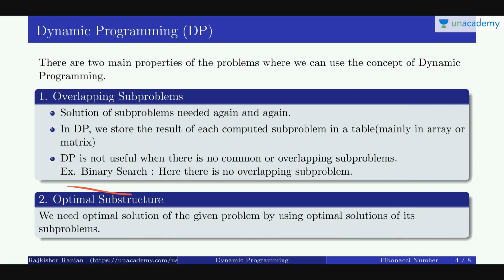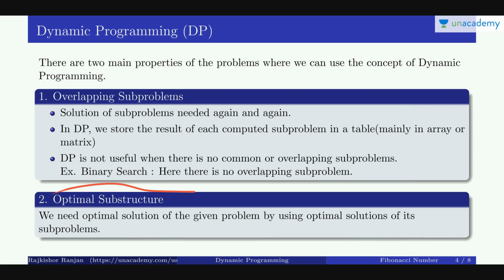Dynamic programming is not useful when there are no common or overlapping subproblems. For example, in the binary search algorithm, the main problem breaks into two subproblems, but there are no overlapping subproblems there. So there is no need to use dynamic programming in binary search. Those who don't know about the binary search algorithm, I will discuss it in a further lecture.